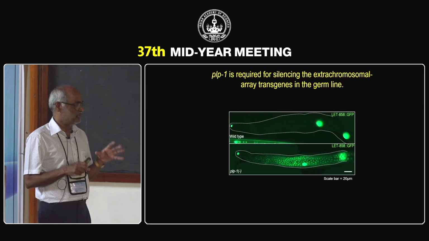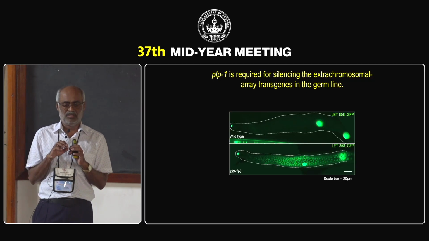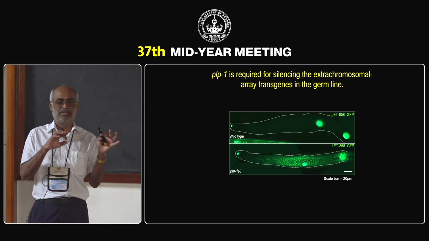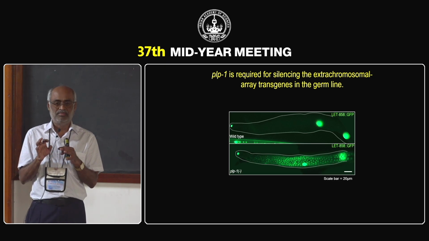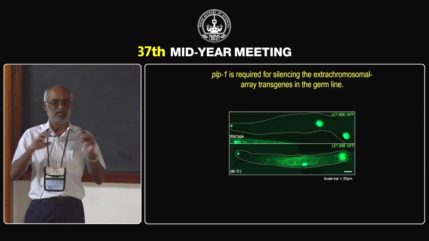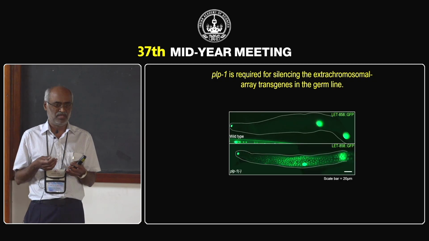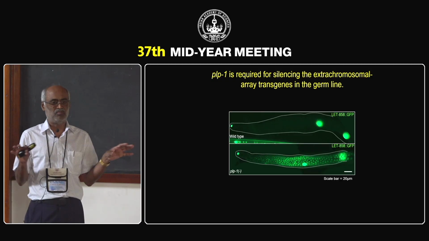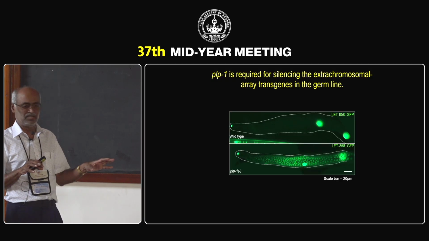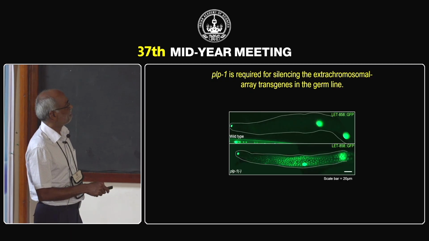Then we looked at some extra chromosomal transgenes. So these are when you inject plasmid DNA with a promoter and a coding sequence and a reporter. These plasmids form a tandem array outside the chromosome and get transmitted in a non-Mendelian way. These will express nicely in the somatic cells, but they have telltale marks of foreign genes, so they get silenced in the germline. So one of them is this LET858 GFP.